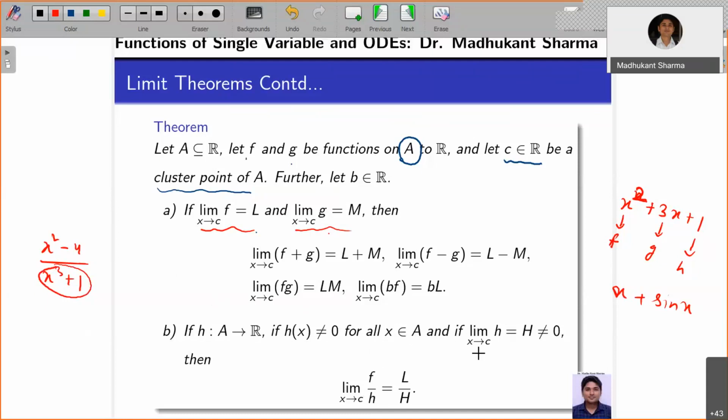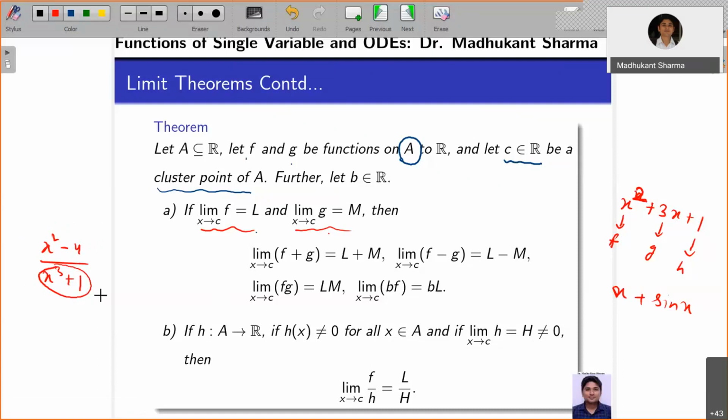So if the limit as x tends to c of h is capital H, which is non-zero, then you can go for the limit as x tends to c of f by h equals L by H. Here you need to keep your eyes on the denominator. First you have to verify that the limit of the numerator exists, after simplification or without simplification. Suppose the limit of f exists, and now you have to focus on the denominator of the rational function.